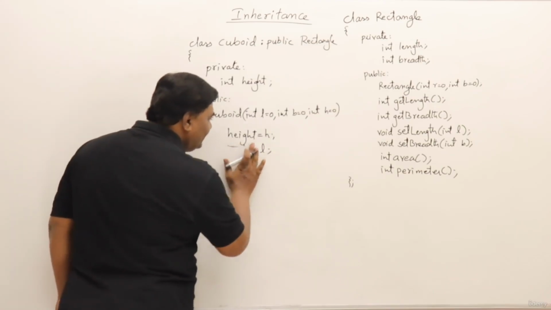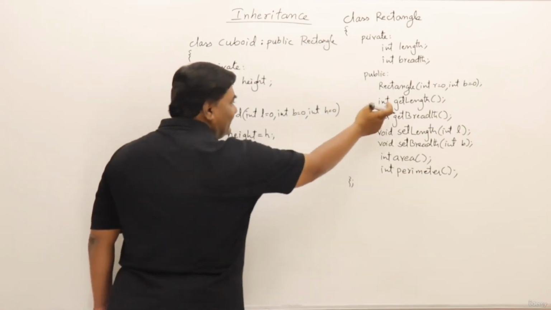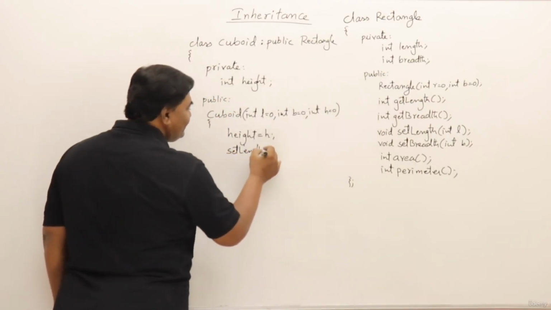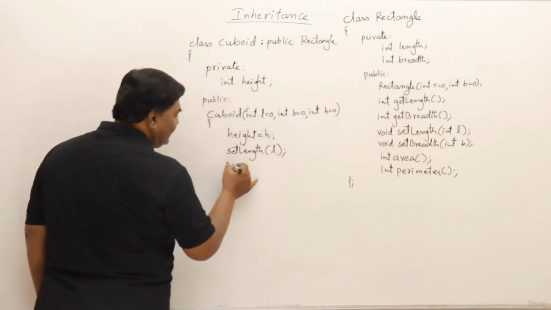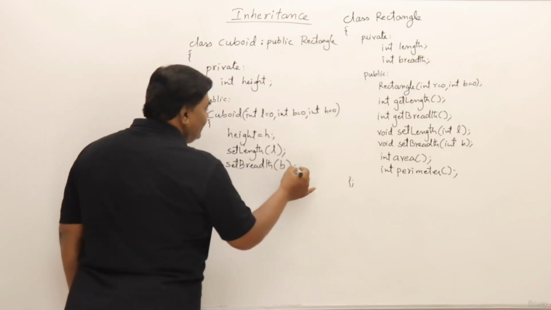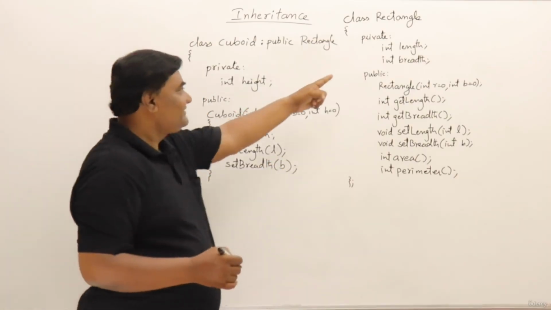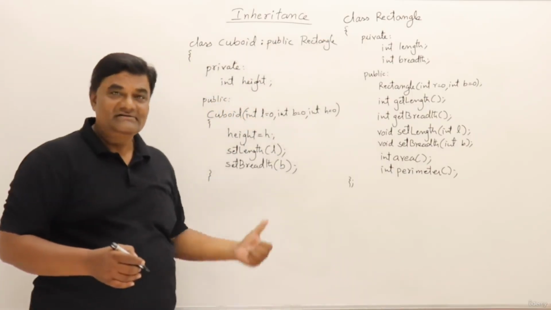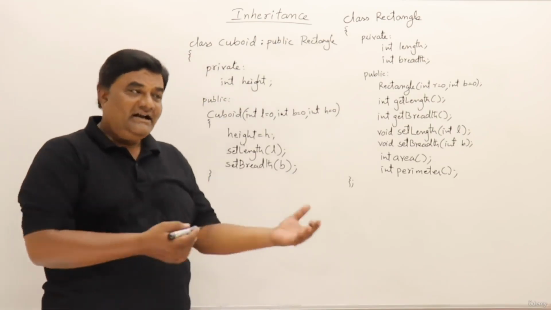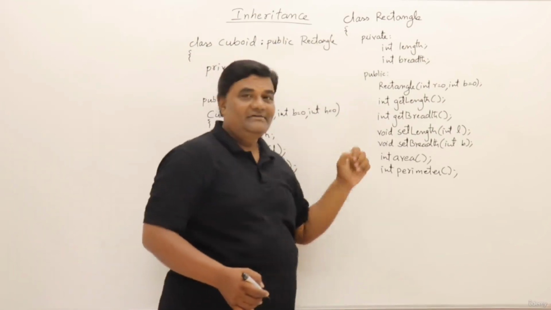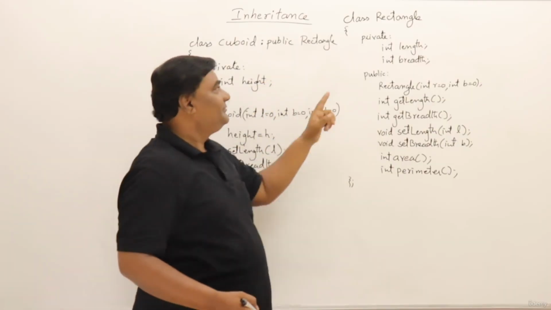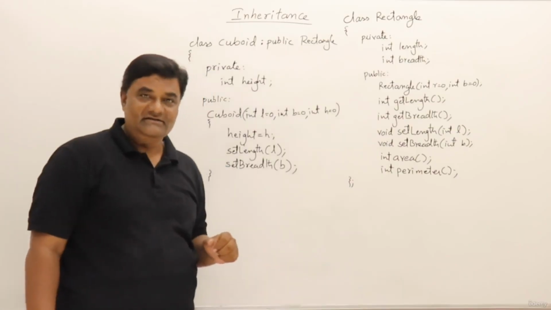So it can call the method available there. So what is the method? Set length method is there. So we can say set length L and set breadth B. That's it. So it cannot access those private members directly. These private members are not accessible inside the cuboid class. So it is using set length and set breadth methods. Same way, when it has to read the value, it can use get length and get breadth methods for accessing those members. So it is available but not directly accessible because those are private inside rectangle class.